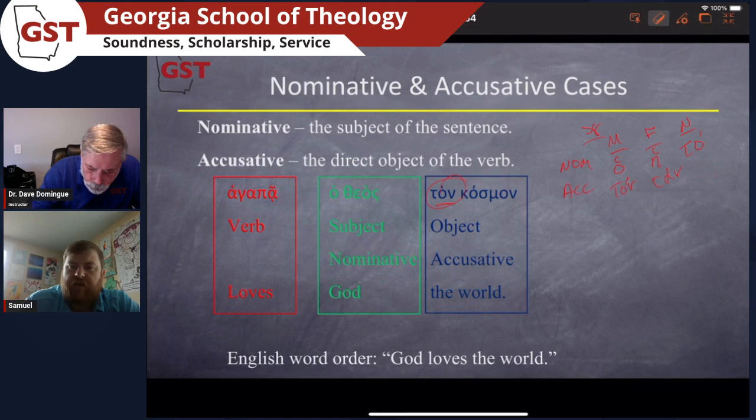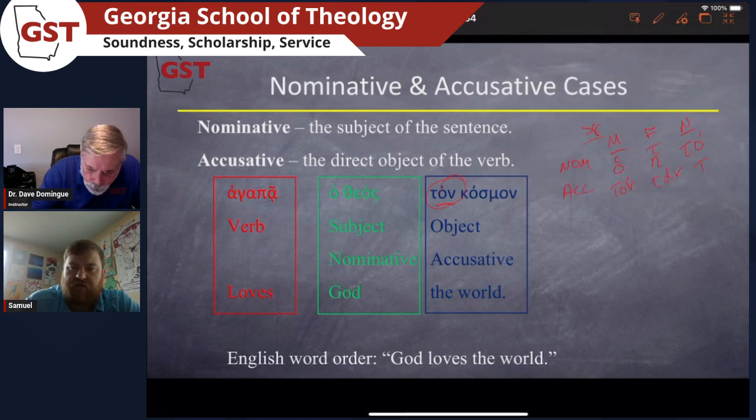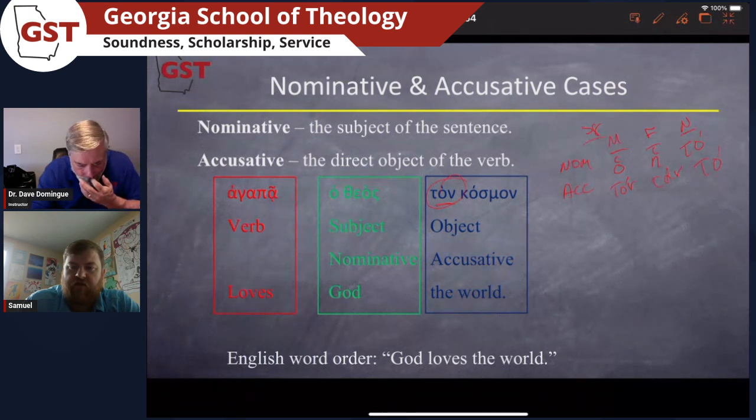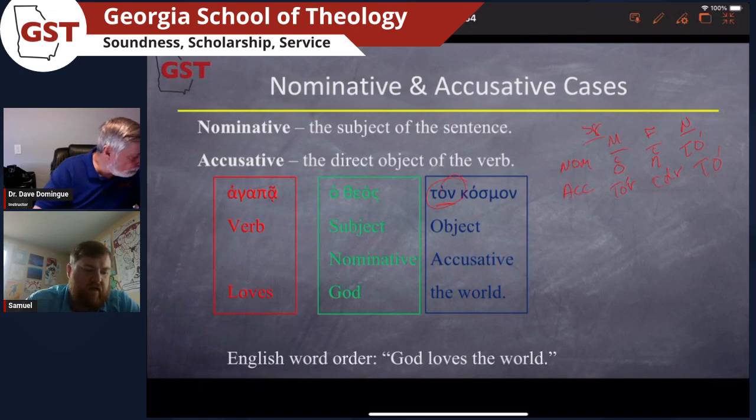Now I was saying with cosmon, you have ton, which could show that it's in the masculine singular accusative. That cosmon is masculine and not a neuter word, even though it ends in an on, like a neuter singular or a neuter plural or neuter accusative would be.